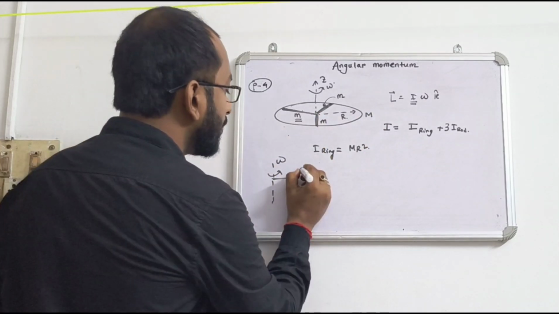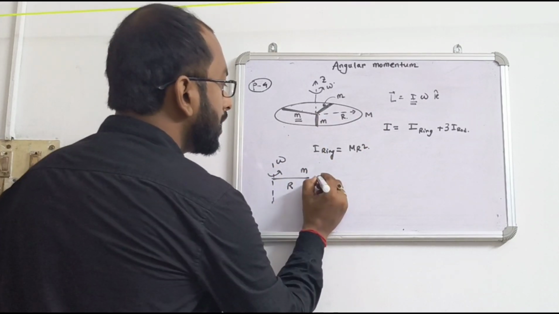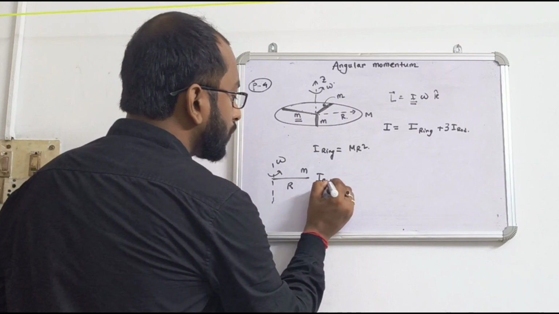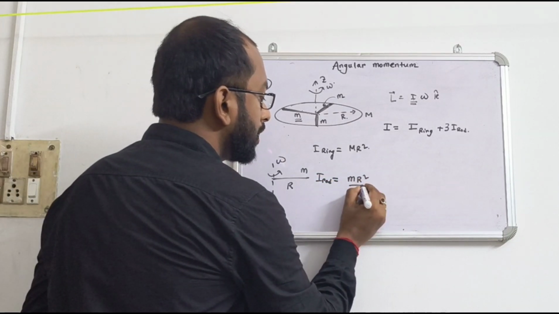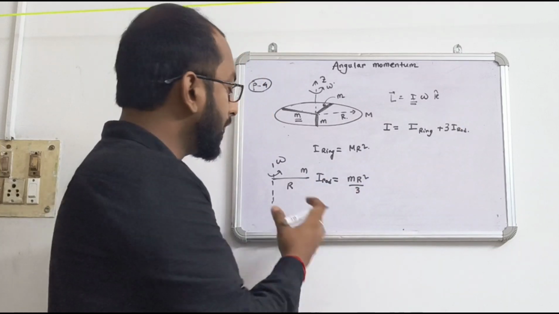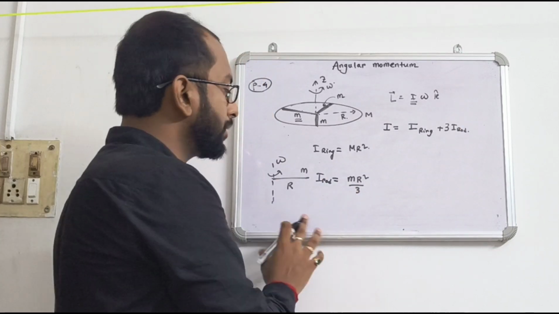The mass is small m. So what is going to be the moment of inertia for one rod? M into r square by 3, or m into l square by 3. Here l equal to r, so we write m into r square by 3.